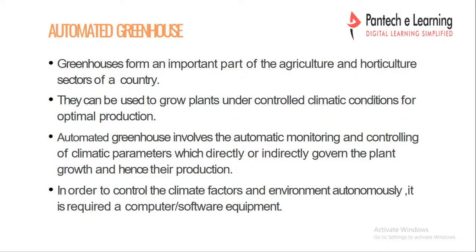Those who maintain nurseries very effectively can get maximum output and every plant will grow healthy, and they can grow plants under controlled climatic conditions, right? Just now we discussed that we need to keep every parameter normal. So it is not only monitoring; we also need to control those parameters effectively by using smart greenhouse systems. In order to control the climate factors and environment autonomously, it requires computer software or some equipped device. That is nothing but sensors, actuators and the controller.